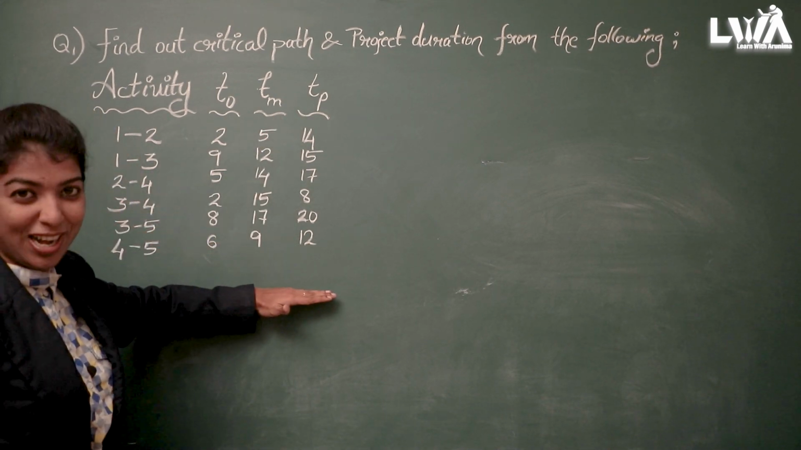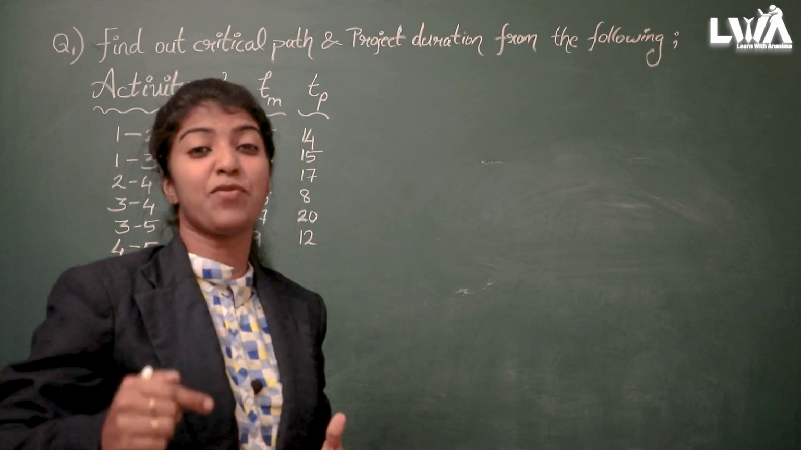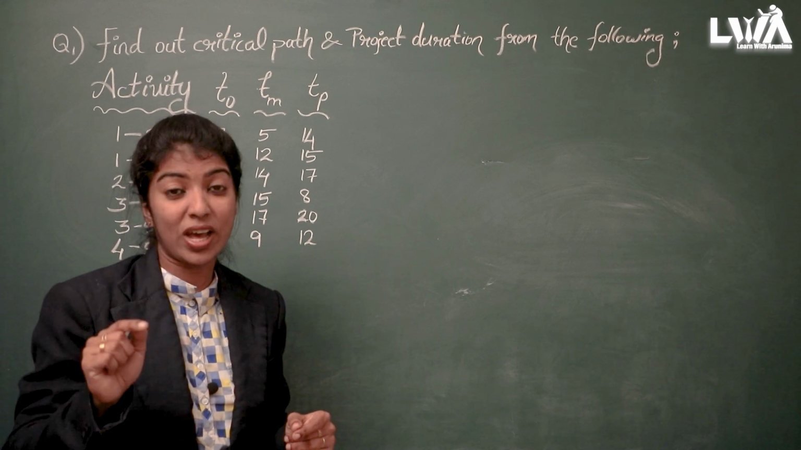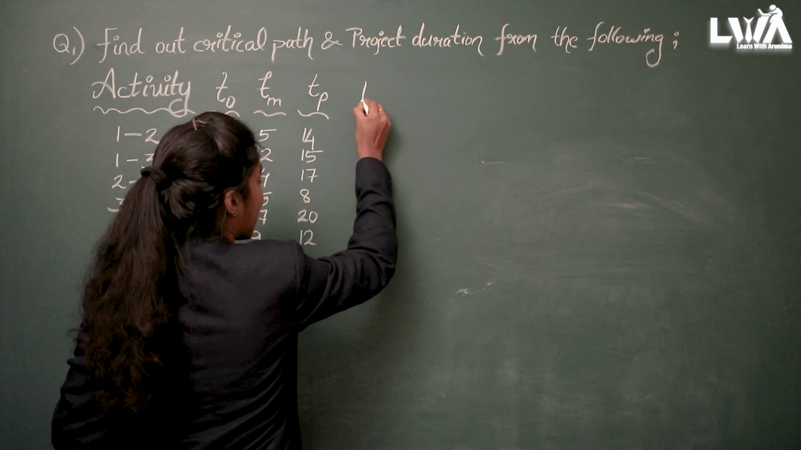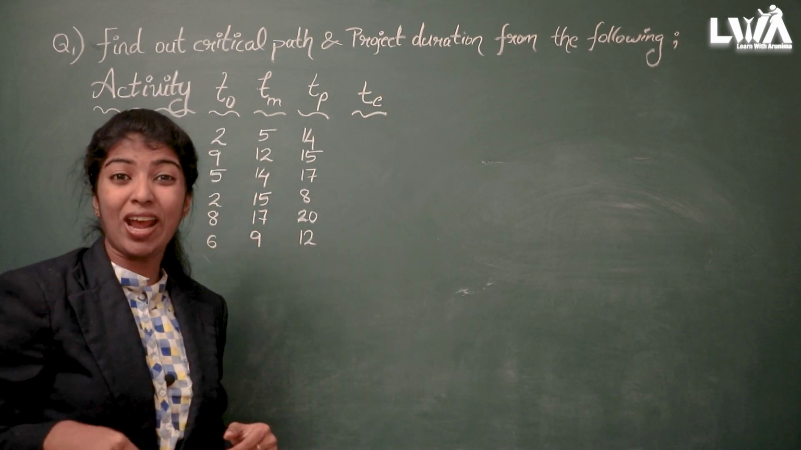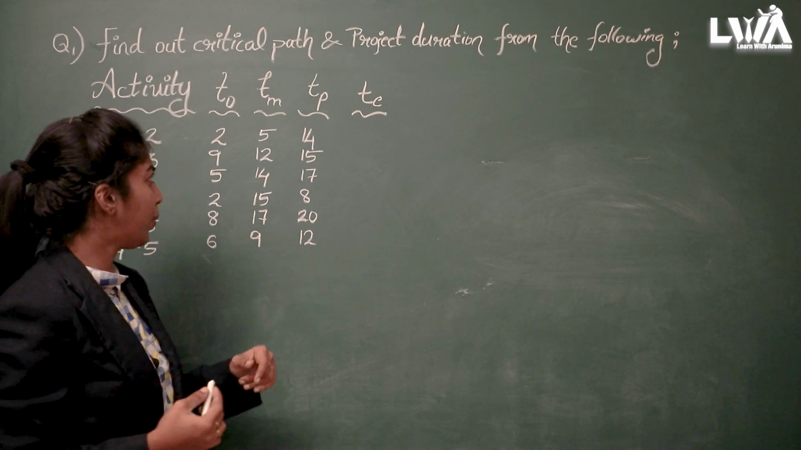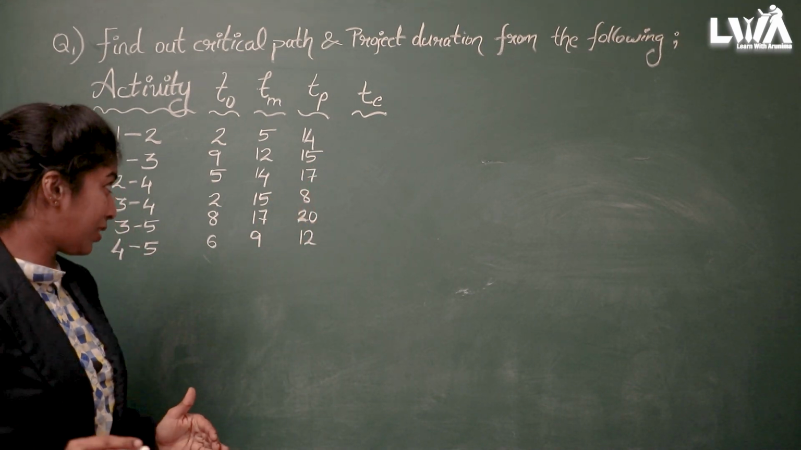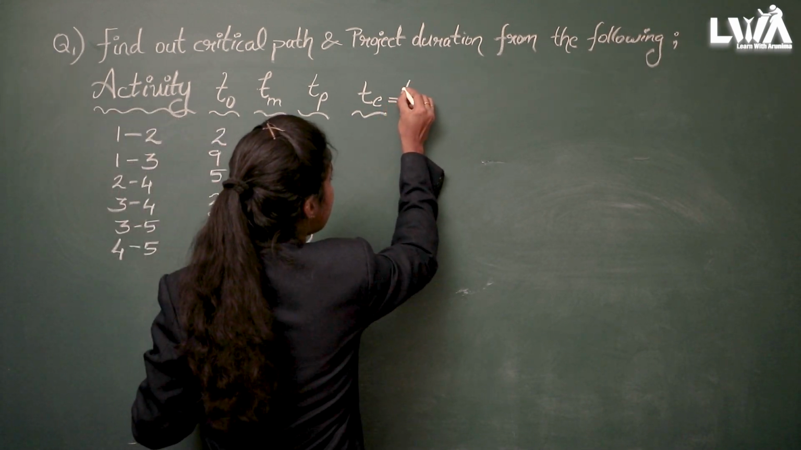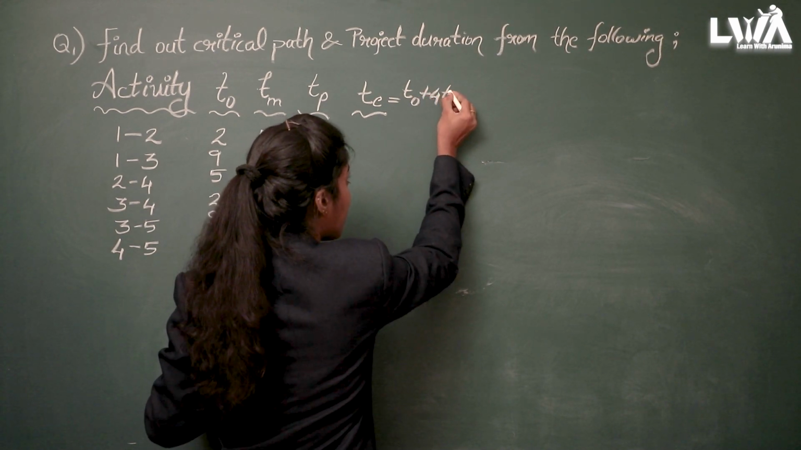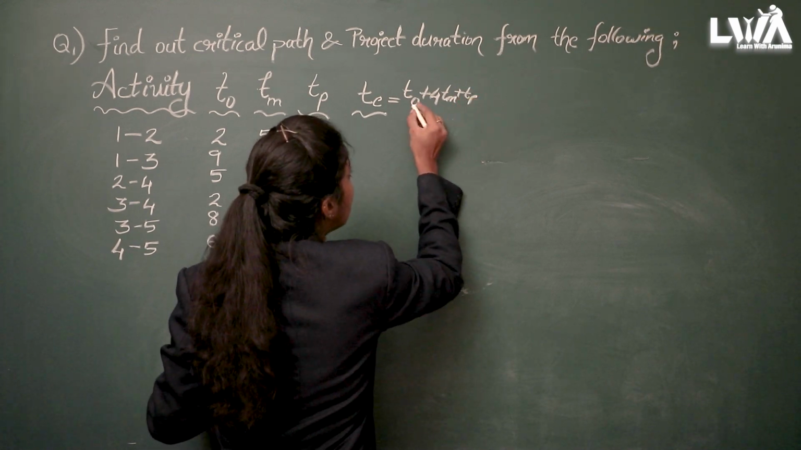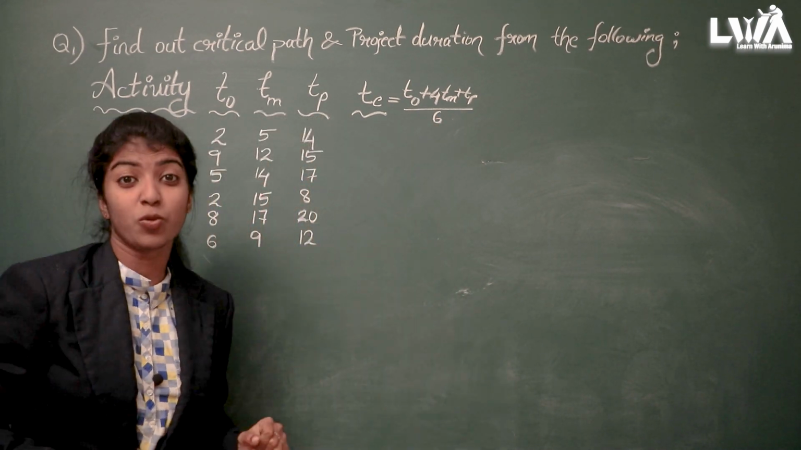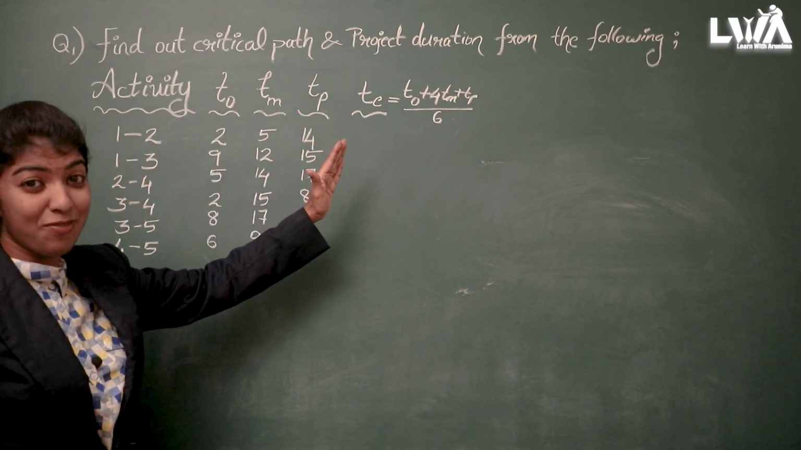So this much will be given in the question, and we have to find the TE value. TE means the expected time, or estimated time, to complete a particular activity. Estimated time is very important, and we have to find it. From these three values, we can find the expected time. There is a formula to apply for that. That is, TE is equal to TO plus 4TM plus TP, the whole divided by 6. Okay, this is the formula.